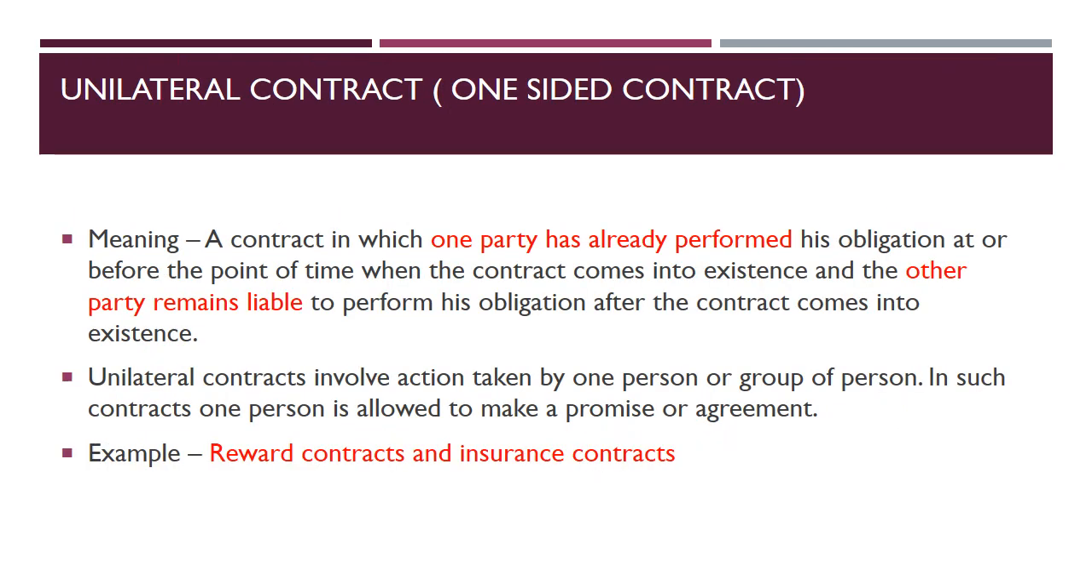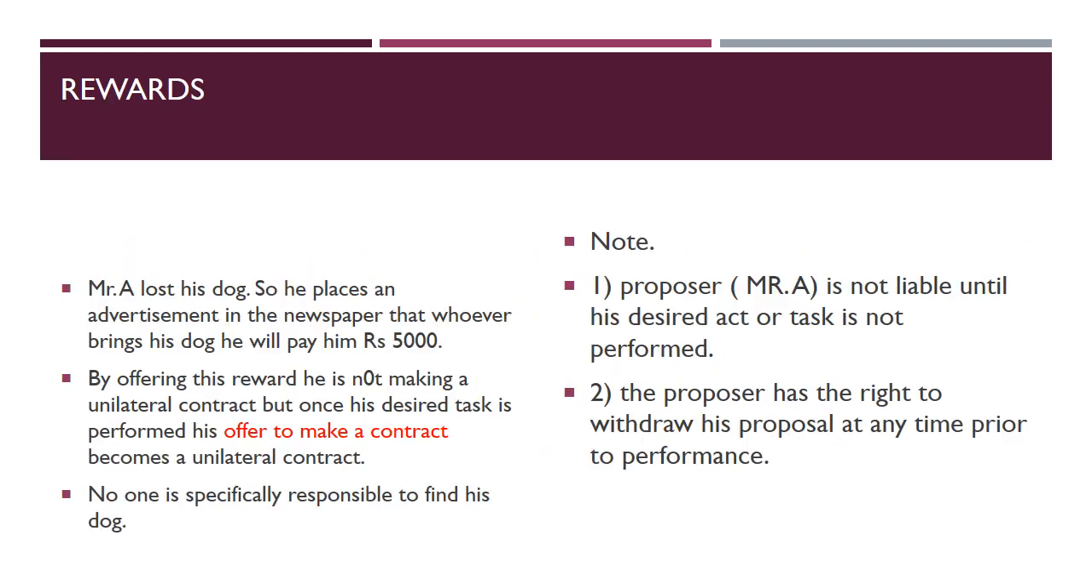Unilateral contracts are also known as one-sided contracts. Why? Because in such contracts, one party has done its performance at the time the contract was made or before the contract was made, and now it's only about the second party who has to make a performance. So two parties: one has already done its performance, the other party has to do its performance. The best examples for unilateral contracts are generally reward examples and insurance contracts. I'll explain to you.